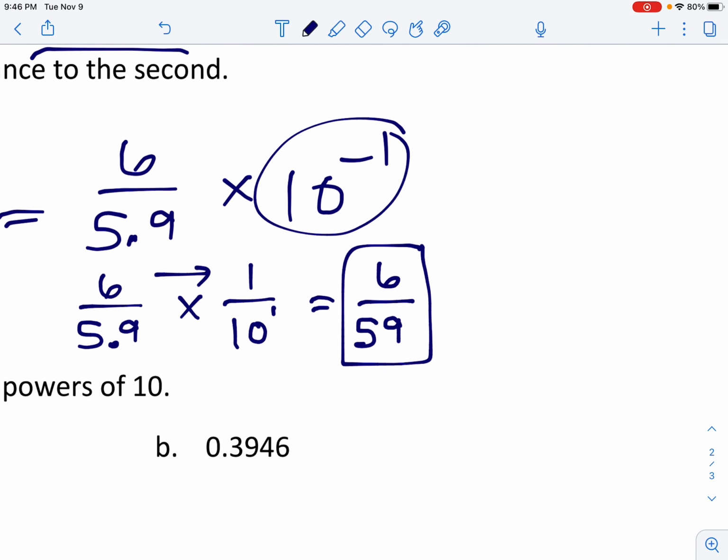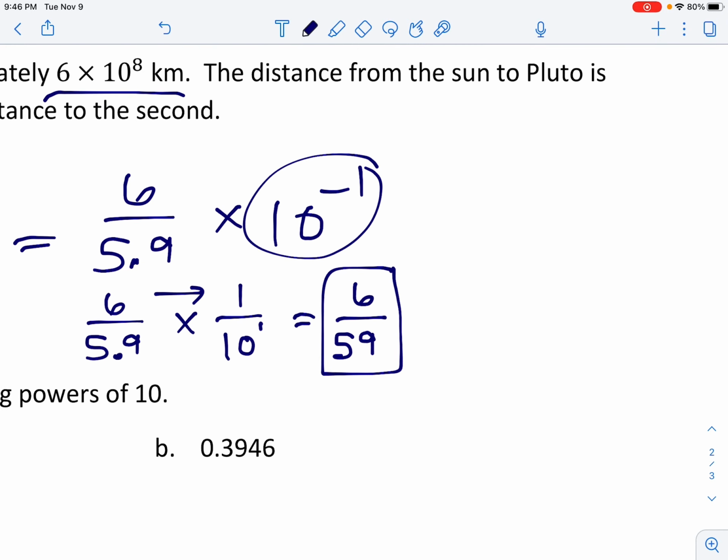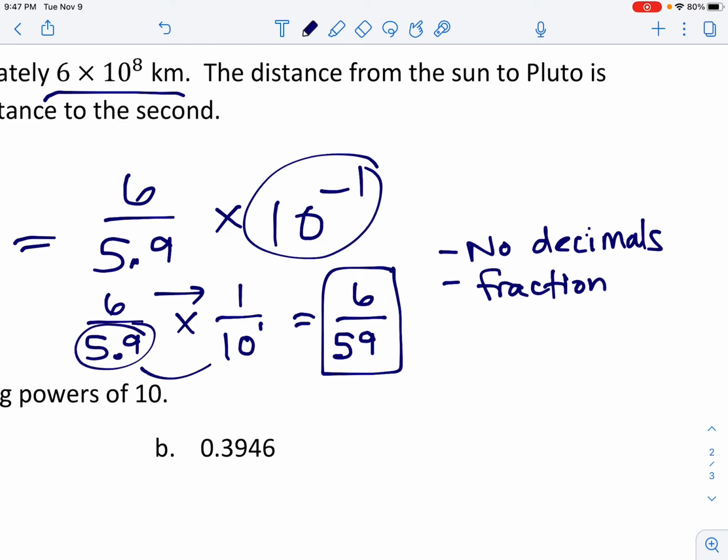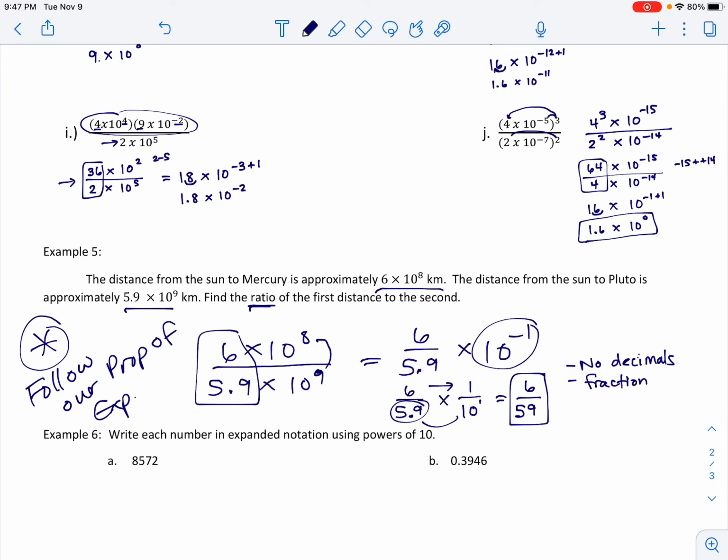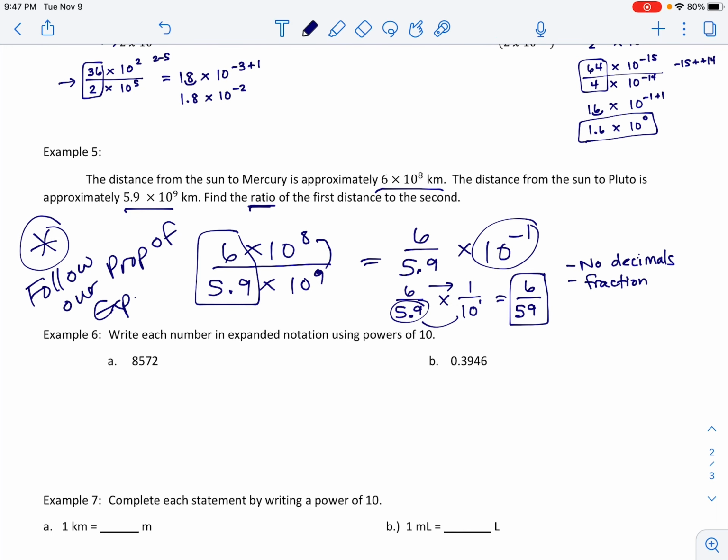So when we're looking for a ratio, you shouldn't have decimals, and it should be a fraction because it's a ratio. It just so happened that this one worked out nicely, that it was multiplied by 10, and there weren't any decimals left. But if there were decimals, we would have to convert them and get rid of them, okay? You're going to have one on your homework like that, number 14, I think it is. So you're going to have to get rid of those decimals in the end.